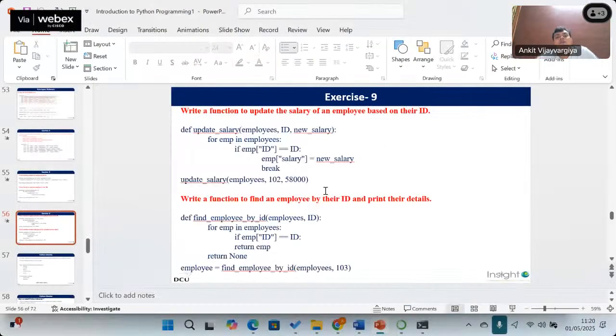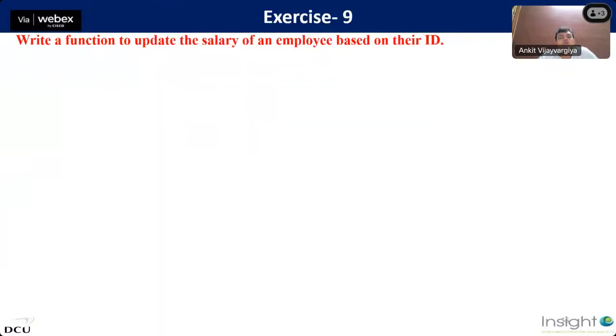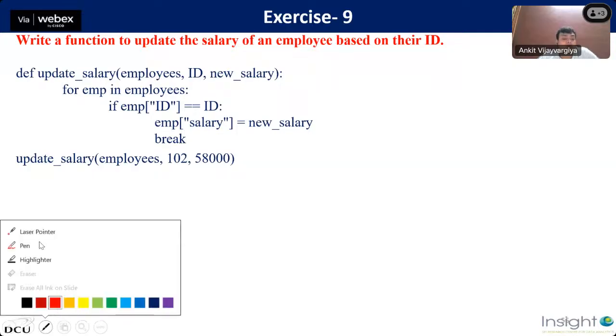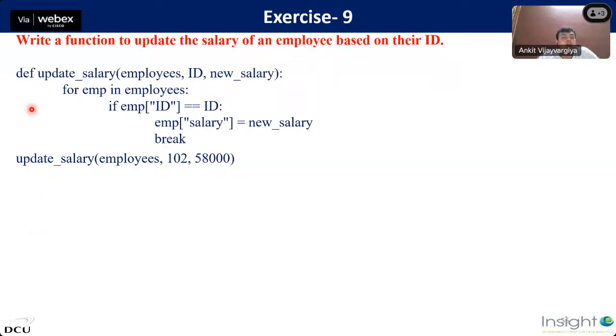Next, write a function to update the salary of an employee based on their ID. Like, in the next year there are some changes in the salary, so now you want to update the salary. So you have to again define a function. That's why function is very important. That's why I'm creating a new function everywhere. Whenever you need that function, you can call that function.